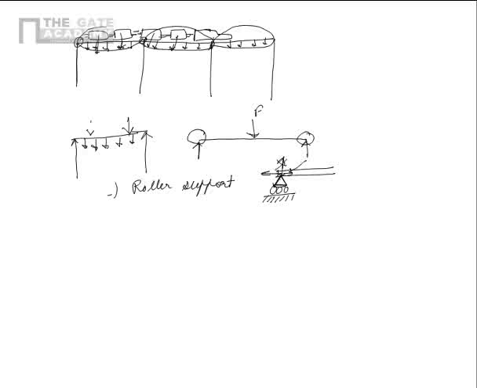And the beam axis here can also rotate like this, which means that the beam can become like that. This is also allowed. Only this vertical motion is not allowed. So a roller support is a support which provides only transverse reaction.